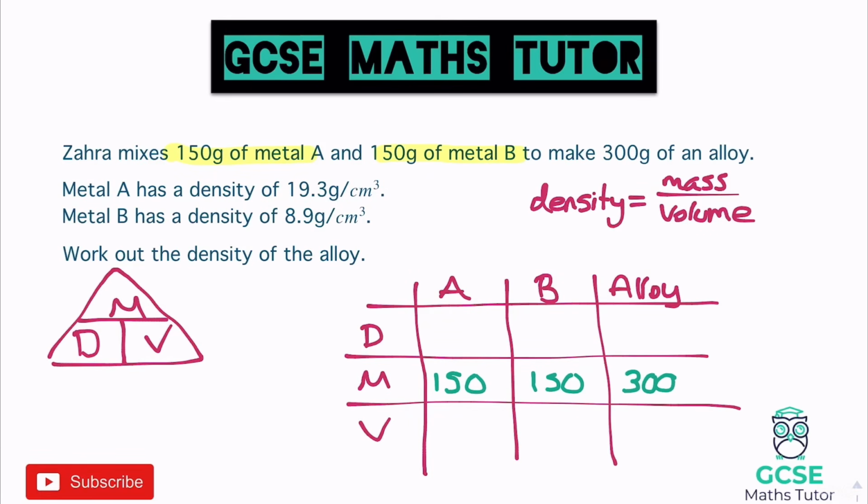It says metal A has a density of 19.3. So in density we can put 19.3. And metal B has a density of 8.9. There we go. So unfortunately we can't add those together. Thinking about density, I always like to think about a squash scenario.